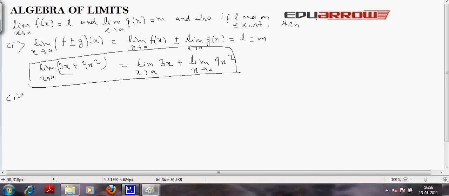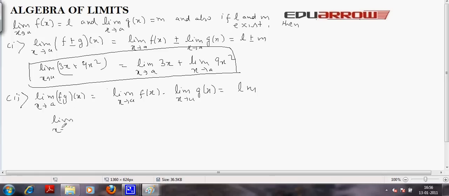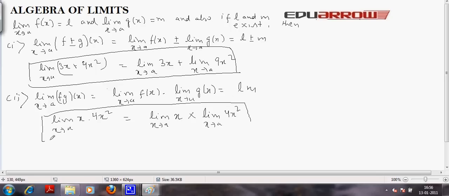Second, if both the functions are in multiplication and there exist limits, then limit x tends to a (f g)(x) is equal to limit x tends to a f(x) into limit x tends to a g(x), which is equal to L into M. If some function is given like this, suppose x into 4x squared, we can break this one function into two functions like this: limit x tends to a of x into limit x tends to a 4x squared. The result of the function will be the same before and after breaking.